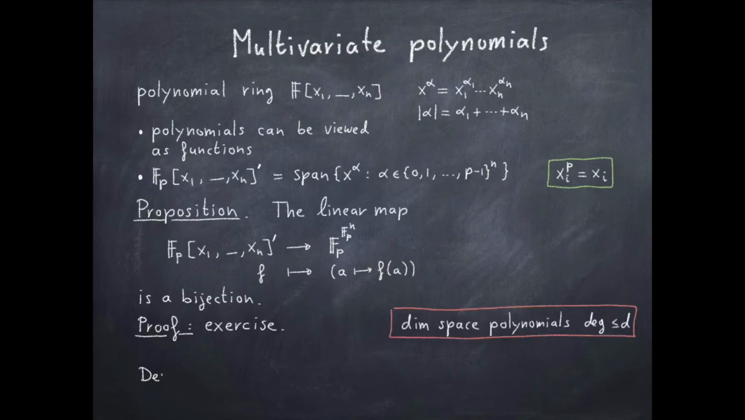By M_d, we denote the set of monomials of degree at most d. Again, we only consider monomials in which each variable occurs with exponent at most p minus 1. For convenience, we allow d to be any real number, not necessarily an integer. By little m_d, we denote the number of elements of big M_d. So this is the dimension of the space of polynomials of degree at most d, viewed as functions.